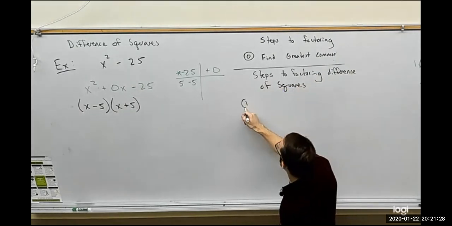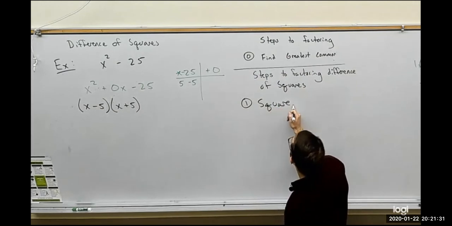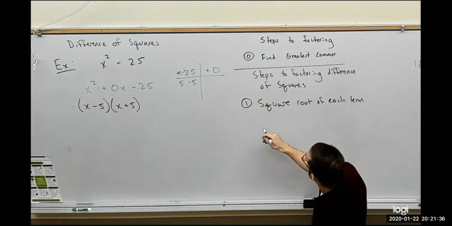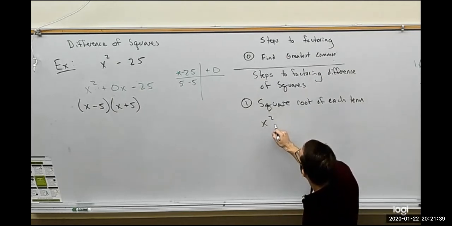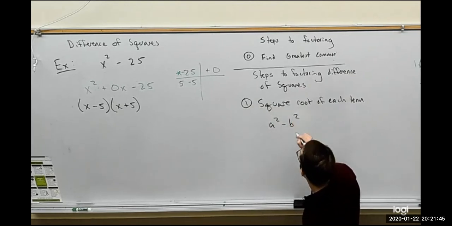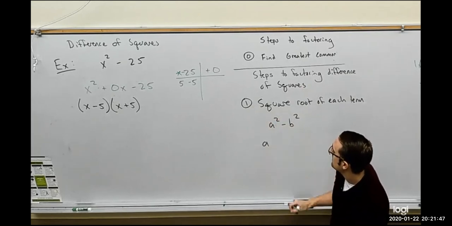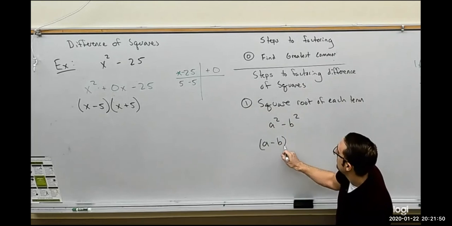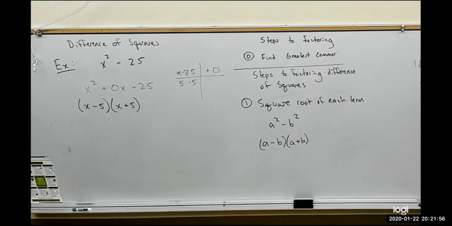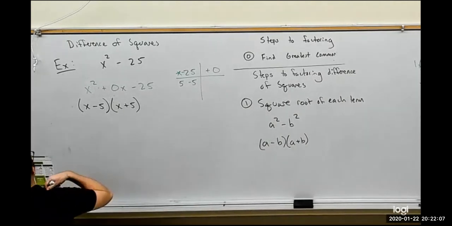All right, first step, take the square root of each term, right? So if you've got, let's just use a and b, a squared minus b squared. The square root of a squared is just a, right? So you get a minus b, a plus b, because the middle term will always disappear. The middle term will always disappear. Okay? We're going to do a ton of these examples.